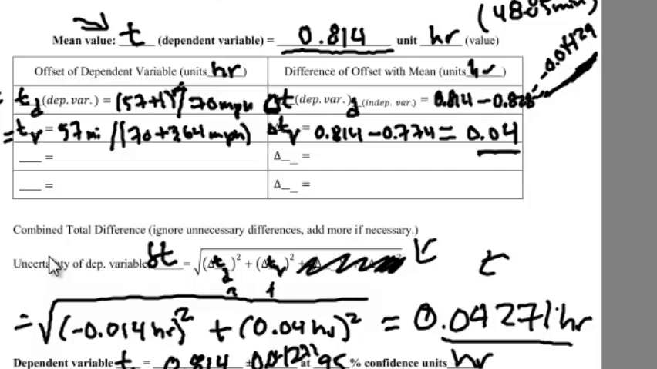So this difference of offset with the mean, we've got 0.04 and we've got negative 0.014. Now the negative doesn't really matter because again these terms get squared, so the negative goes away. So we can just compare the absolute values and we'll see that we're comparing a 0.04 with a 0.014. This one is almost 4 times as large as this one.